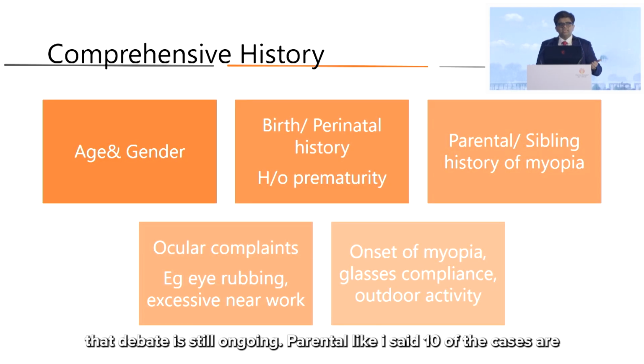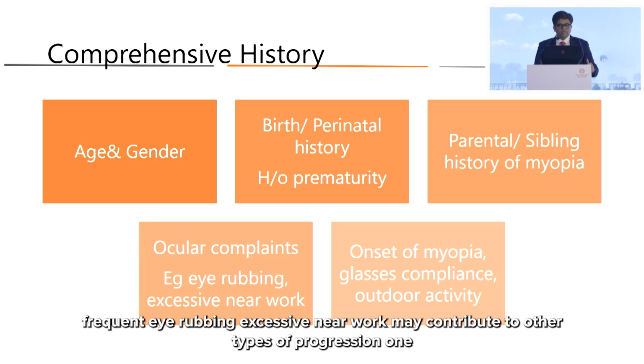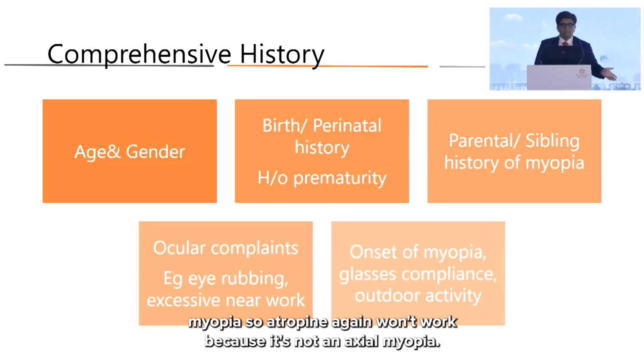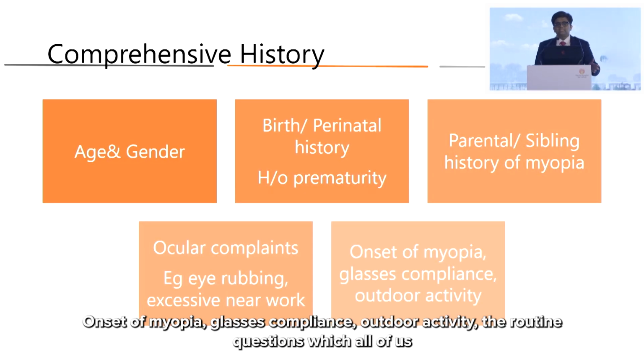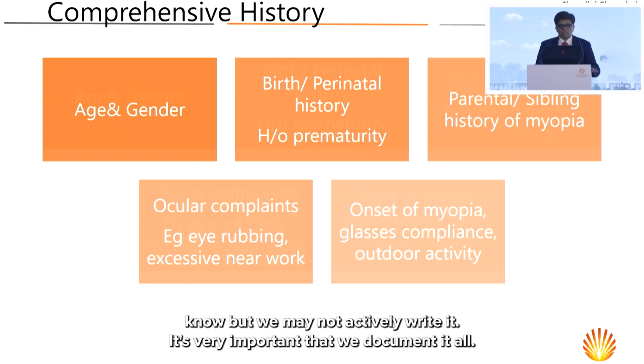Parental history, like I said, 10% of the cases are related to the family history of having siblings or parents with myopia. Ocular complaints like frequent eye rubbing, excessive near work may contribute to other types of progression. One common reason is keratoconus, which causes a change in the corneal curvature, which is responsible for myopia. So atropine again won't work because it's not an axial myopia. Then onset of myopia, glasses compliance, outdoor activity, the routine questions which all of us know, but we may not actively write down. It's very important that we document in all.